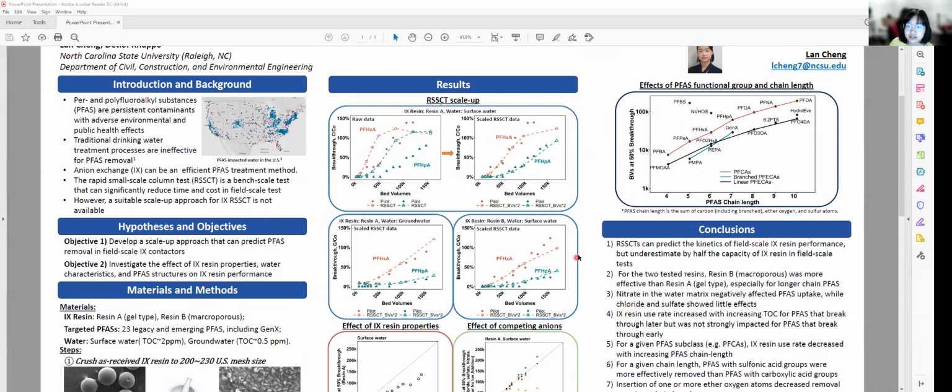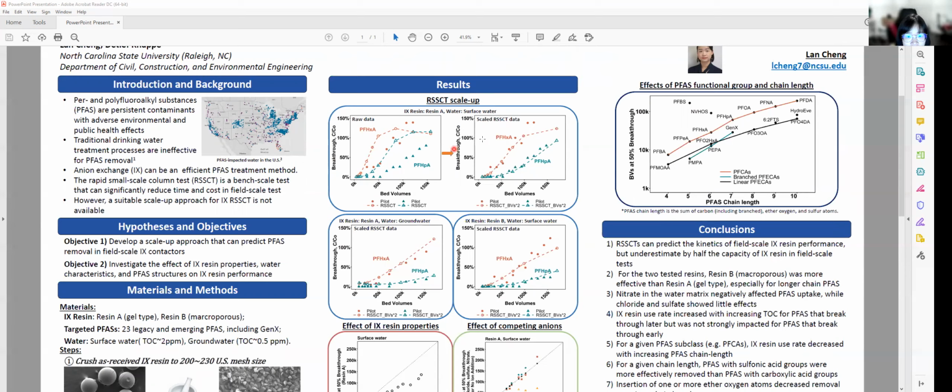Now let's look at the results. The first four figures compare the breakthrough of RSSCT data and the pilot data. As can be seen from the first figure, the RSSCT underestimates by half the capacity of IX resin in field scale in the pilot test.